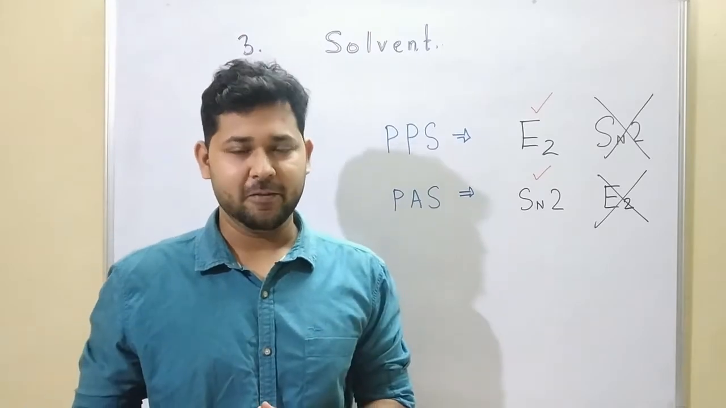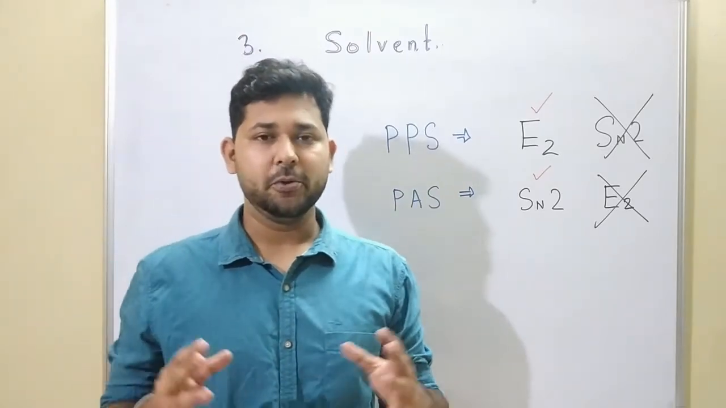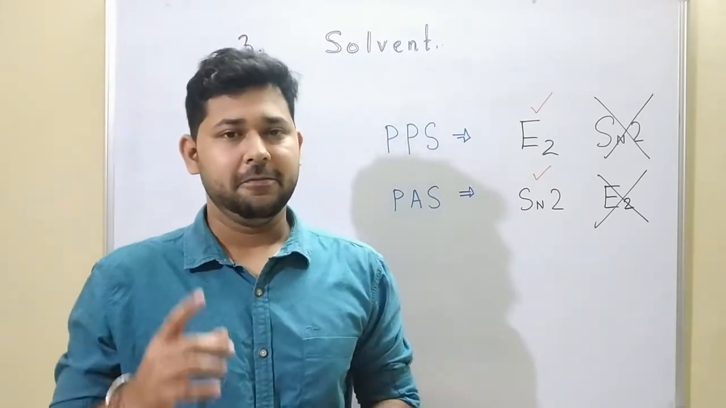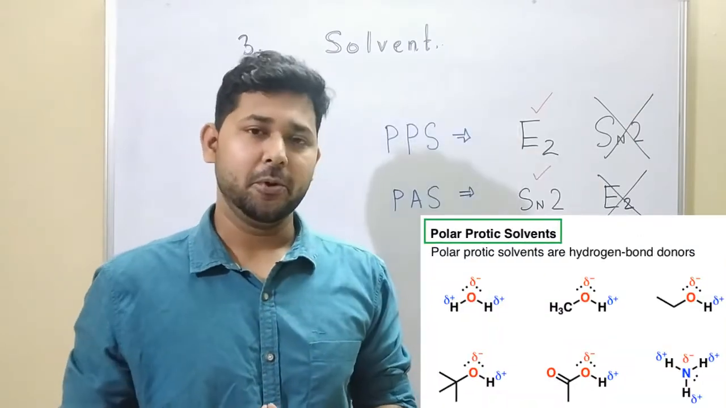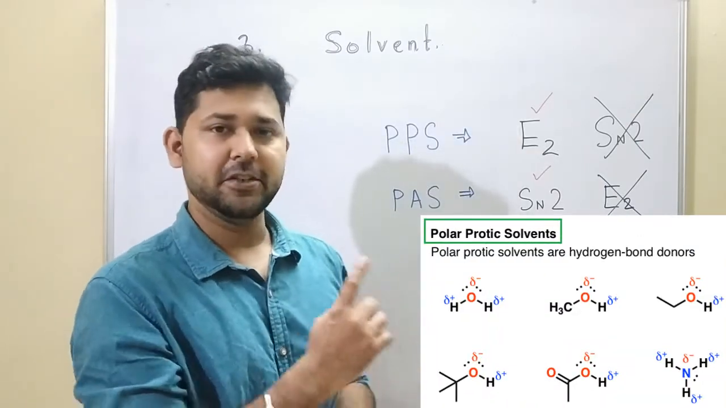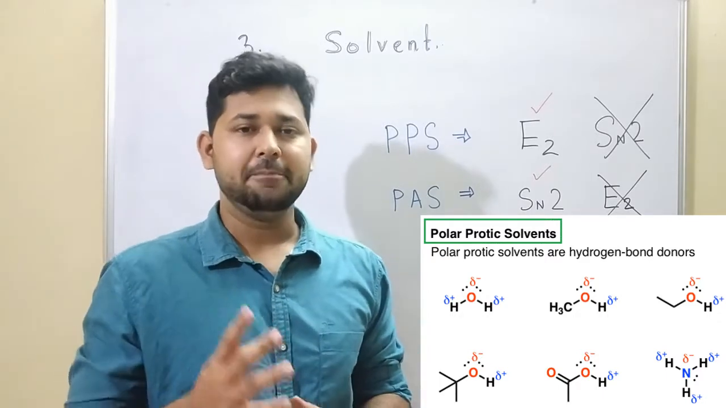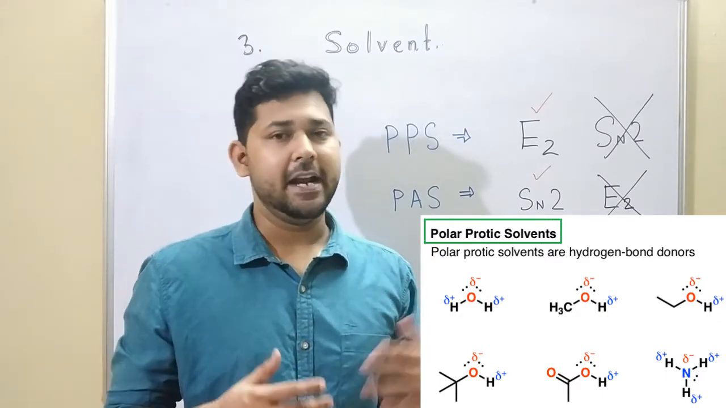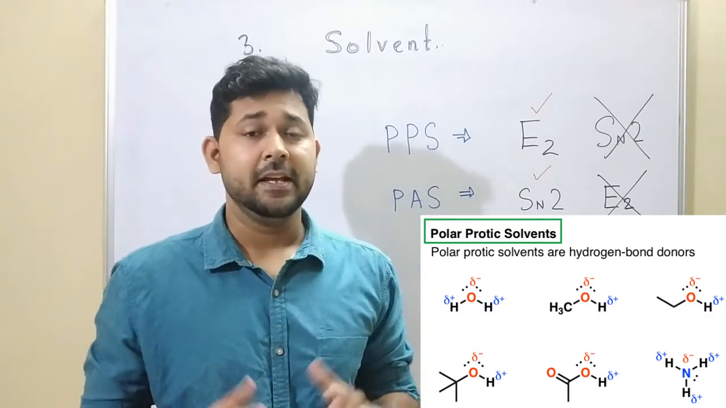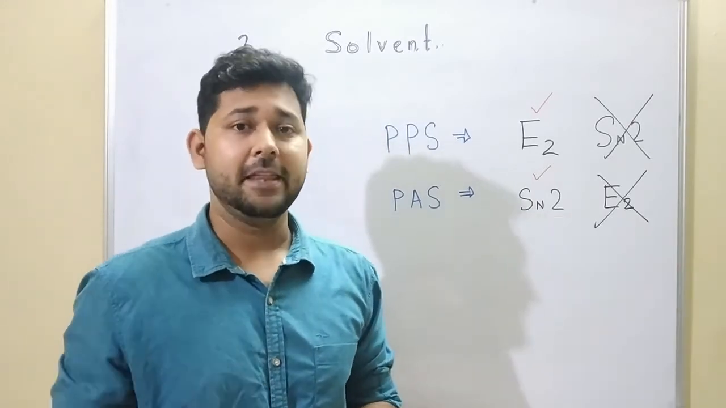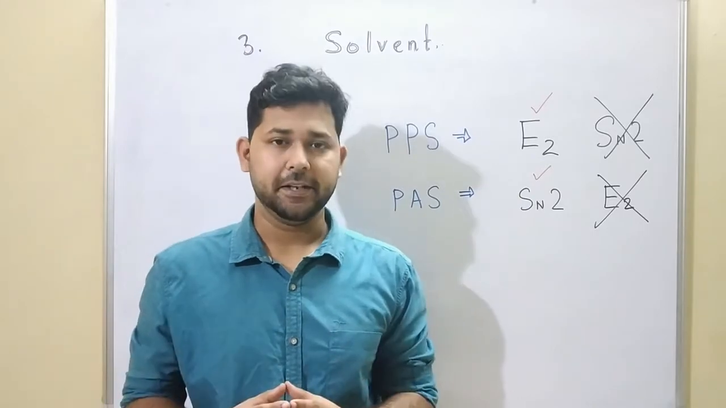Third point, solvents. Generally, we talk about two types of solvent. First, the polar protic solvent. Here in this picture, you can see a few examples of them, like H2O, alcohol, etc. They generally give H positive and they do involve hydrogen bonding.